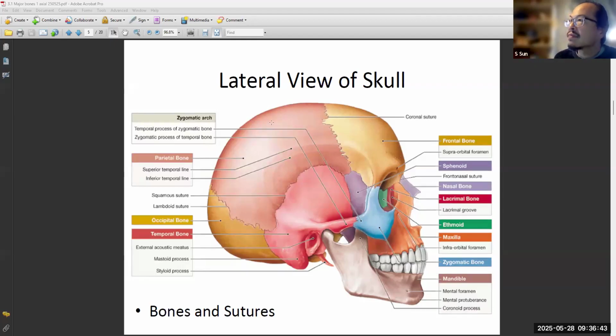Frontal, parietal, occipital, temporal. So that's very easy. Then this one is the sphenoid. And the other one here is ethmoid. So those are the cranial bones. Now we have the facial bones: the zygomatic, nasal, maxilla, the mandible. So also pretty easy, right?